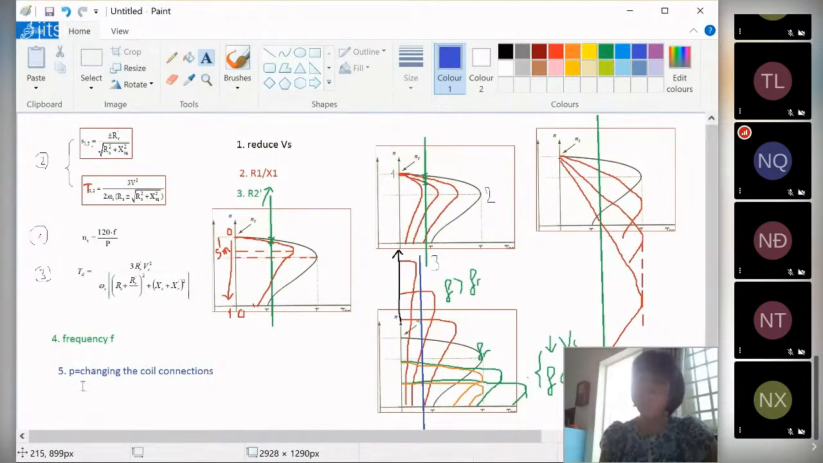Các bạn thấy là để thay đổi cái số đôi cực chúng ta phải thay đổi cách đấu dây. Mà thay đổi cách đấu dây như thế thì nó rất là phức tạp đúng không các bạn? Ngoài ra cái việc thay đổi cách đấu dây thì nó còn thay đổi cả cái điện trở với điện kháng rồi. Nên nó sẽ kéo theo rất là nhiều cái thông số thay đổi theo ha. Nên người ta ít dùng cái phương pháp này.